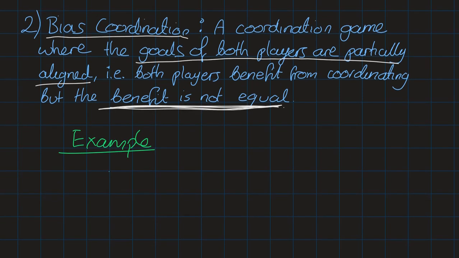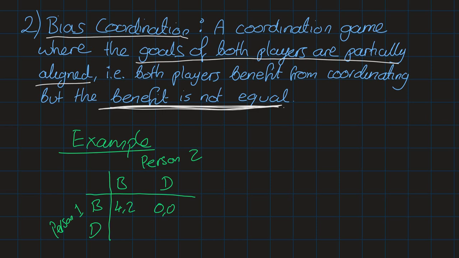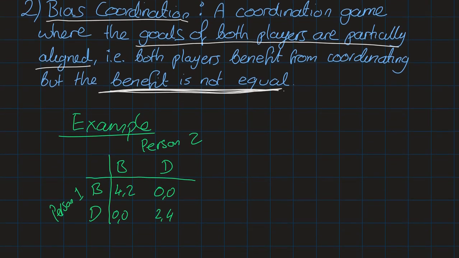So let me think about how to draw this. Like this. Battle of the Sexes, you have person 2 and person 1. And then there was boxing and dancing. Boxing and dancing. And there's 4, 2, 0, 0, 0, 0, 2, 4. So this is Battle of the Sexes version 1, if you recall. And it's got two Nash equilibrium.